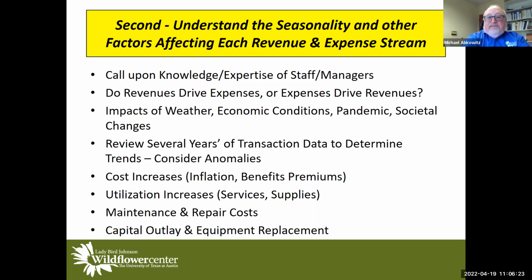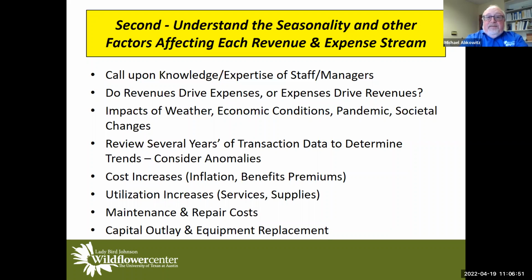What I've always found helpful is don't assume you know it all. I go to managers, staff, and query them. What are driving those elements of revenue or expense that are impacting your specific program or activity or department? The question is often, do revenues drive expenses, or do expenses drive revenues?